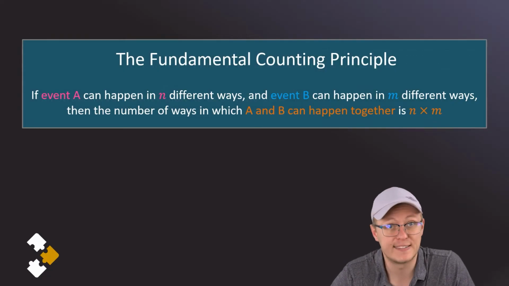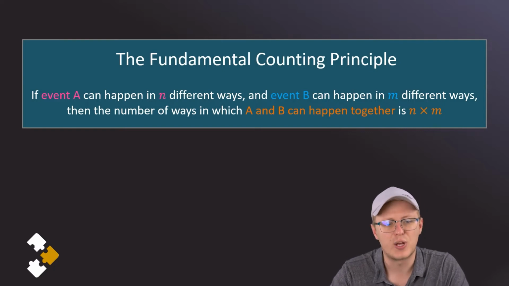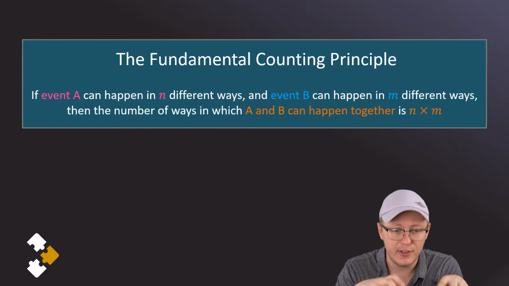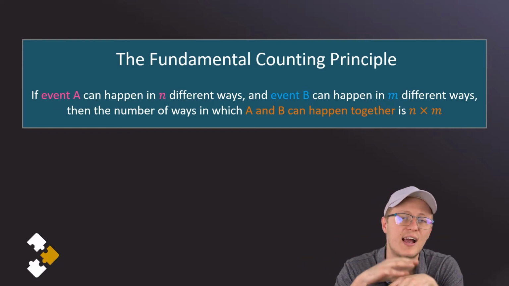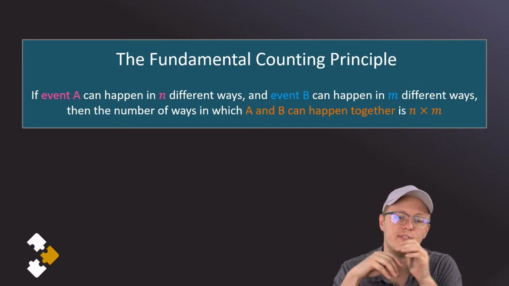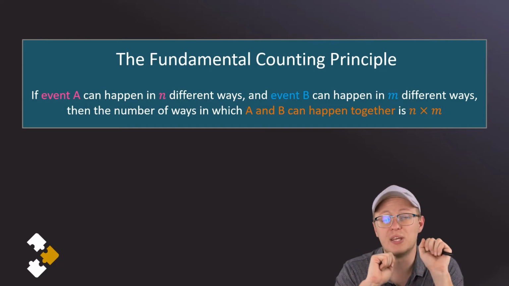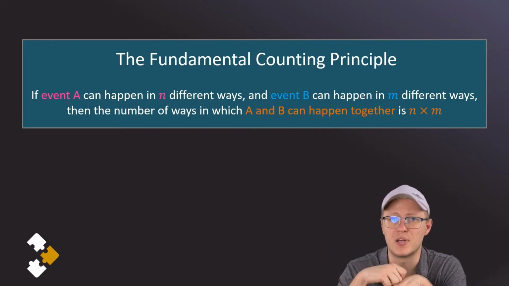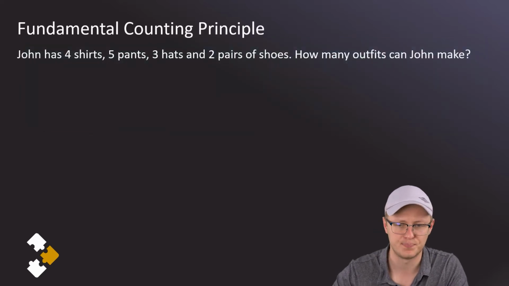Now for the fun stuff. Let's talk about the fundamental counting principle. So the fundamental counting principle says that if event A can happen in n different ways and event B can happen in m different ways, then the number of ways A and B can happen together is going to be n times m. Now that seems pretty abstract, but once we put it into use, you're going to see that it's actually quite simple and straightforward.